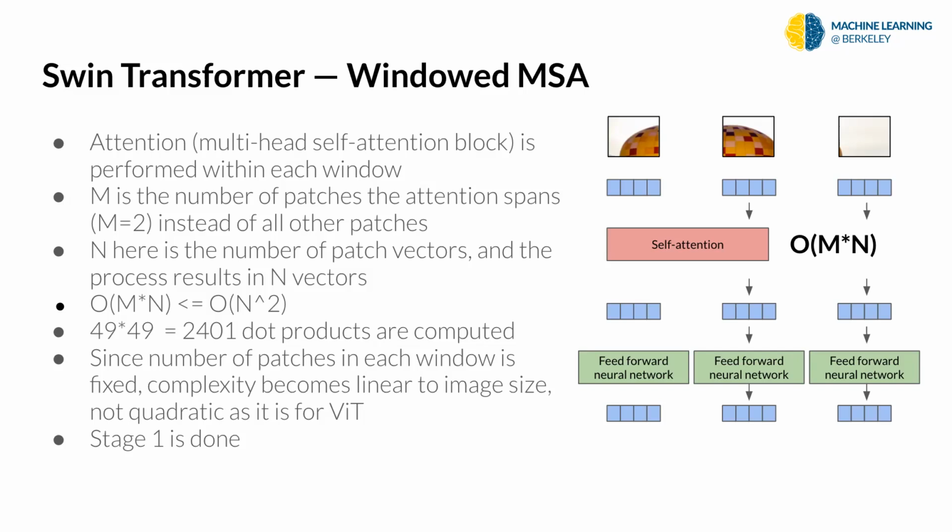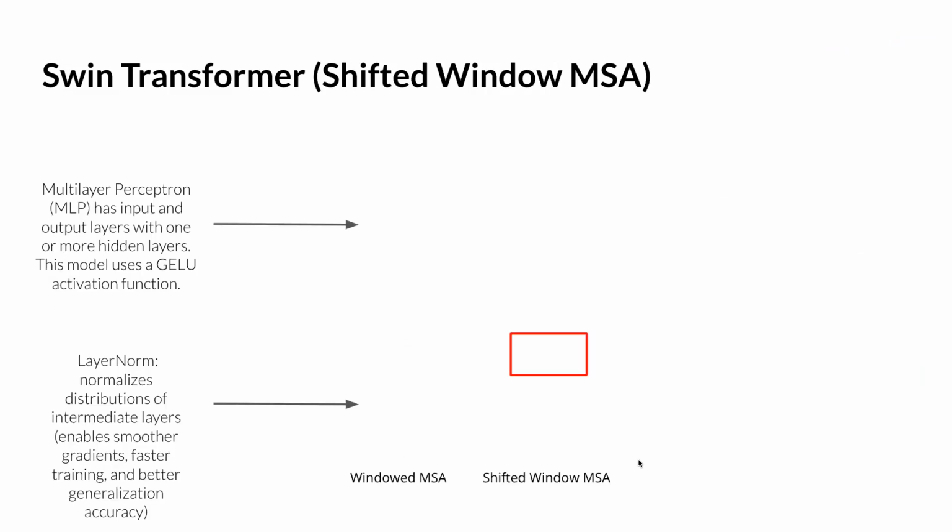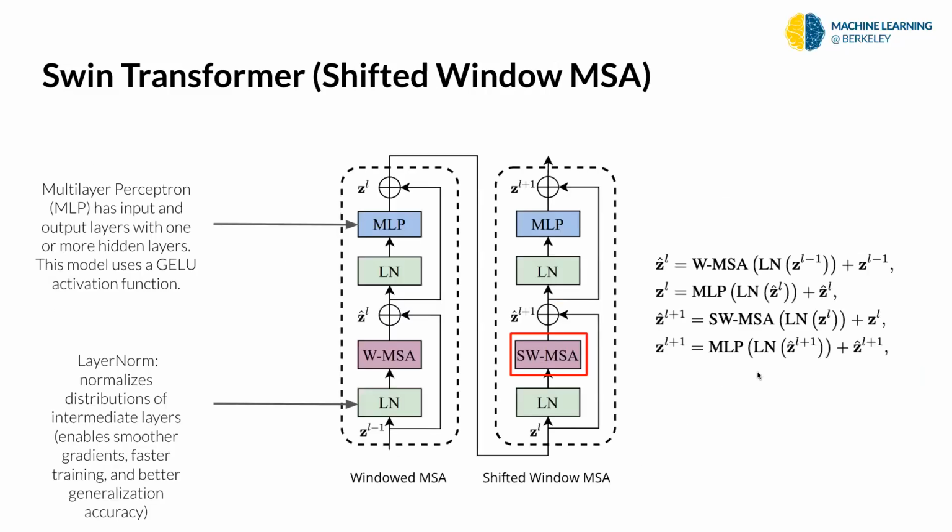Stage 1 is done. We've talked about what windowed MSA is. And next, we want to go into what shifted windowed MSA is, which is really the crux of the shifted window transformer. We're trying to start off with really small patches and a higher number of windows, then combine patches and reduce the number of windows that we have, to hopefully be able to generalize as we move on to further layers of our network.